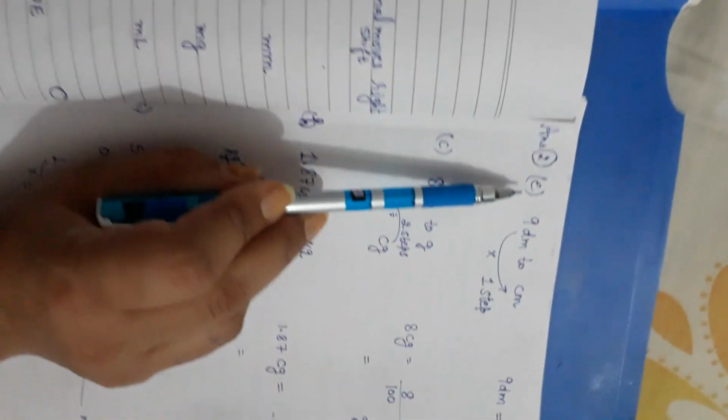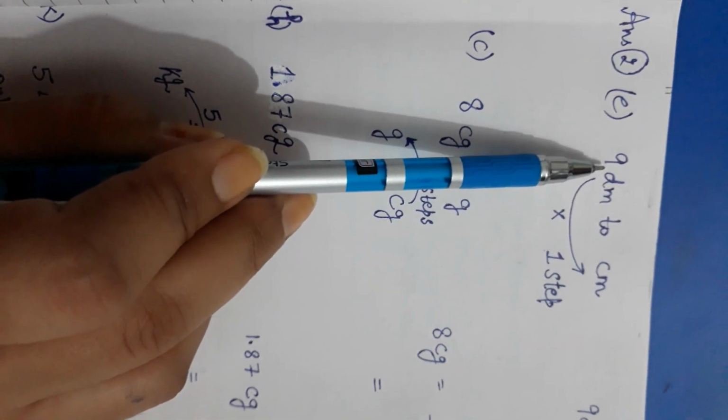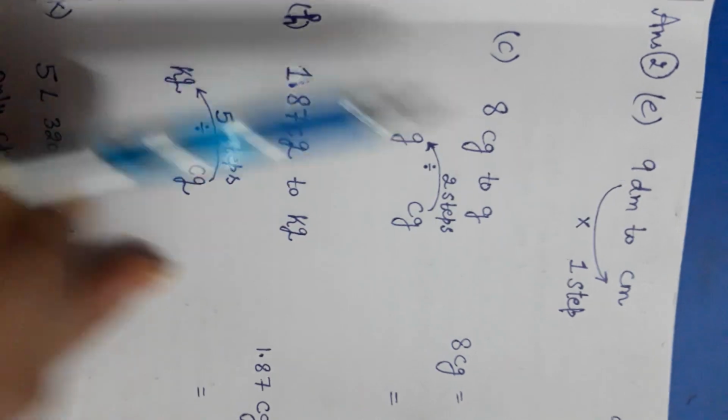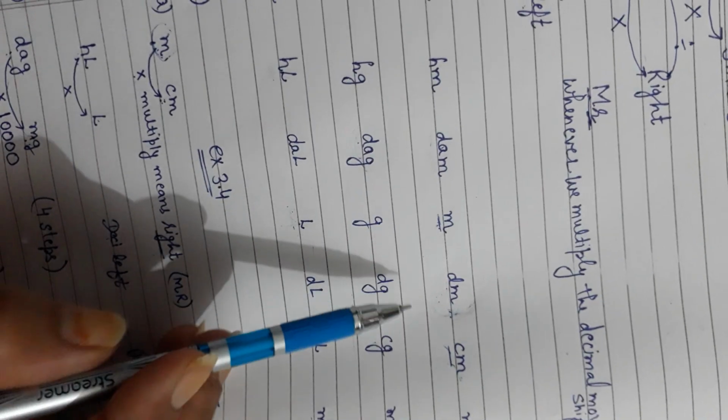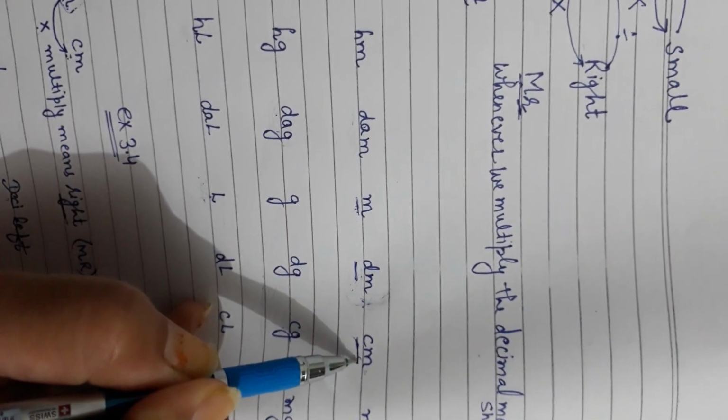Number 2, let us do E part. We have to convert 9 dm to cm. For this we have to see the table of dm and cm. First look where dm and cm are. This is dm and this is cm.